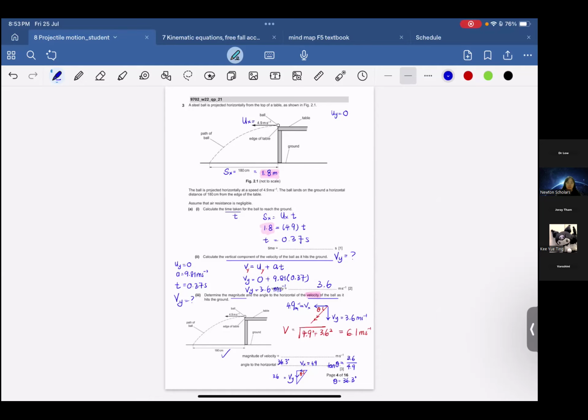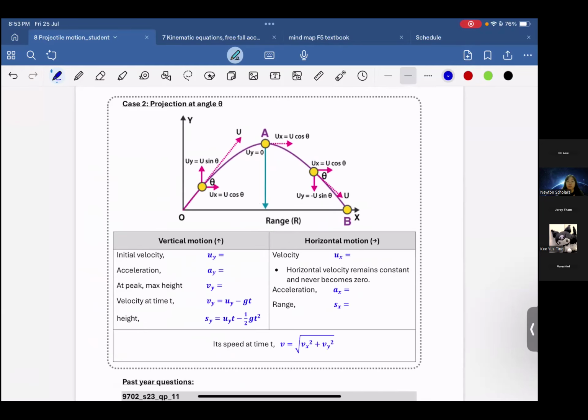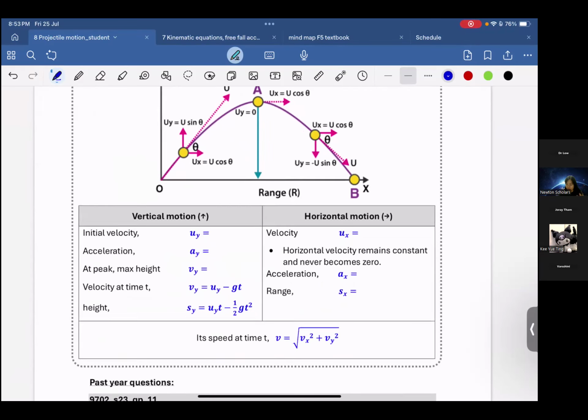Okay, Fawang, okay. So, boys and girls, we look at this second case. Just now, the first case that we learned is we throw horizontally. But now we projectile at certain angle. So at here, your U for vertical is no longer zero. So there is a lot of formula to use. This is some of the idea only.